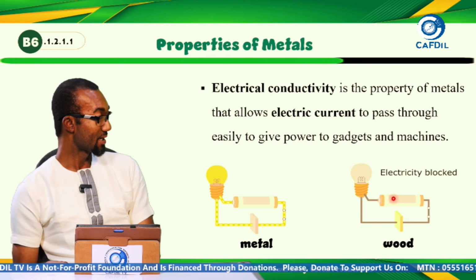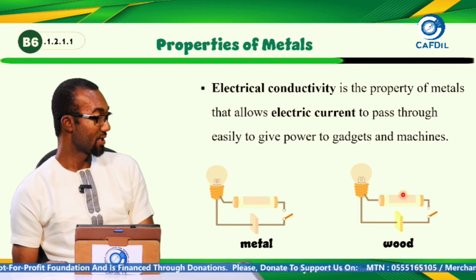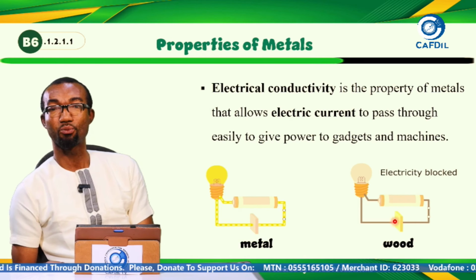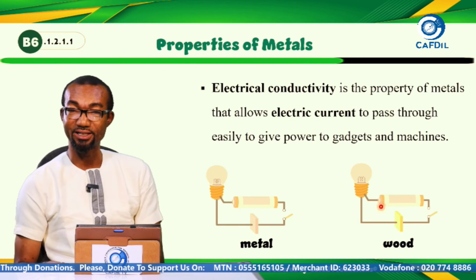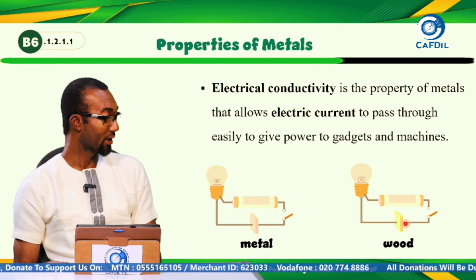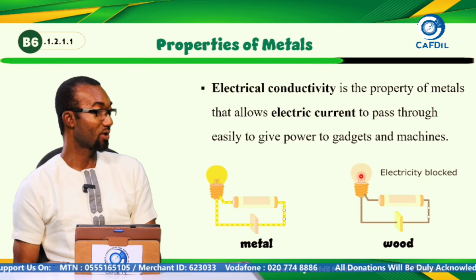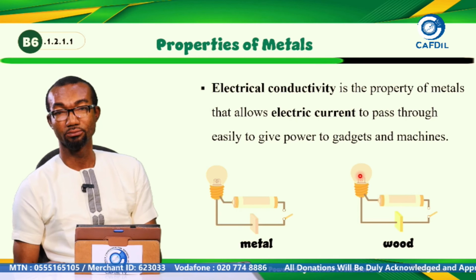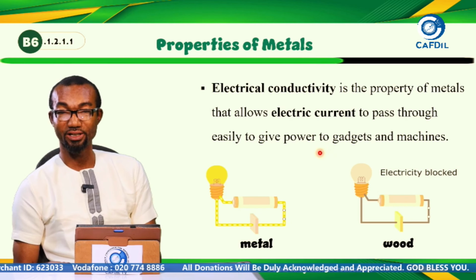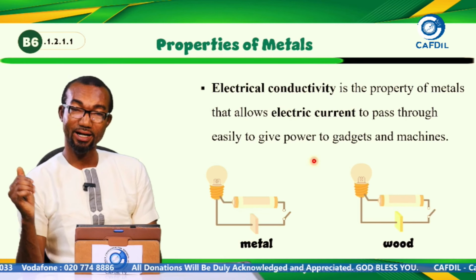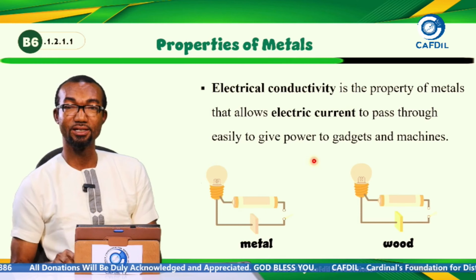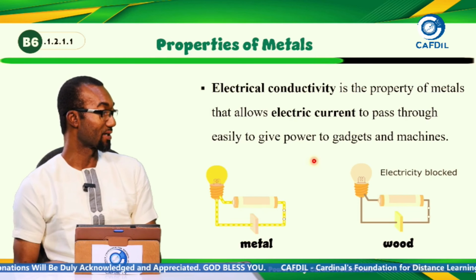If you look at the same bulb here, our battery here, our switch here, there's wood here. Wood is a poor conductor of electricity. So the power, when it reaches here, it will block it. So it will not pass through here to light this bulb. So some metals are good conductors of electricity. That means that electric currents can pass through and give power or energy to gadgets or machines.